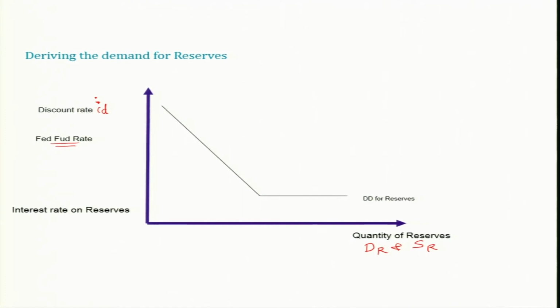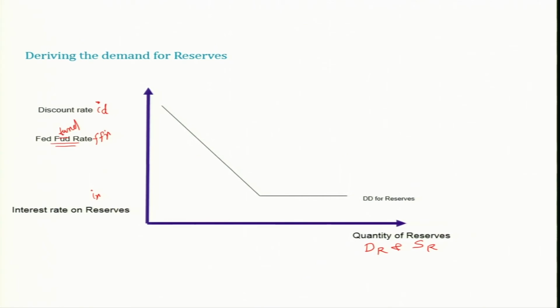So the Fed fund rate, let us call it FFR, and the interest rate on reserves. What we are going to see here is that our demand curve is a downward sloping demand curve. That means the higher the Fed fund rate, the lower the demand for reserve. If the Fed fund rate keeps on increasing, then the demand for reserve will come down.